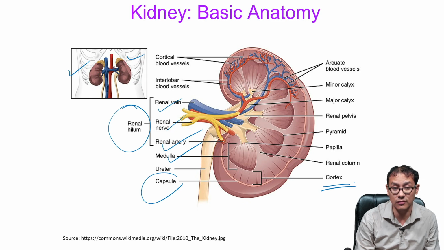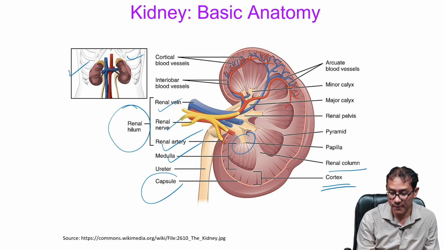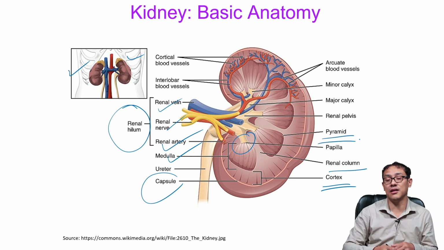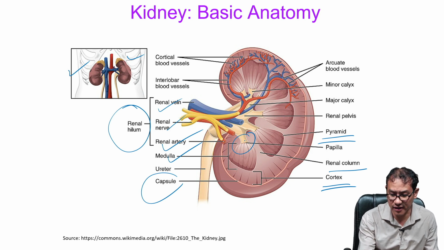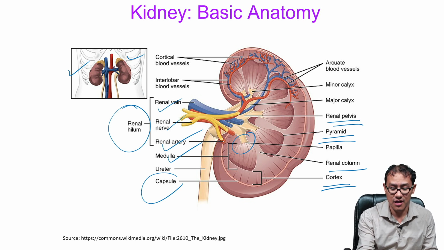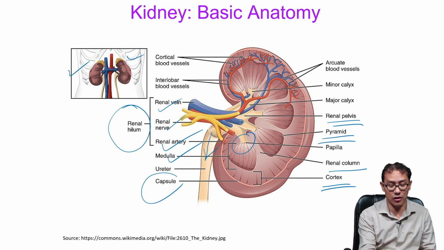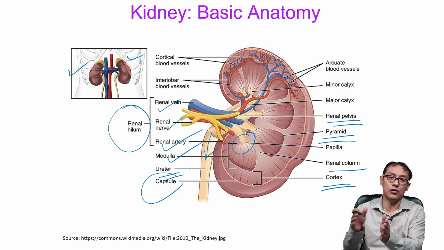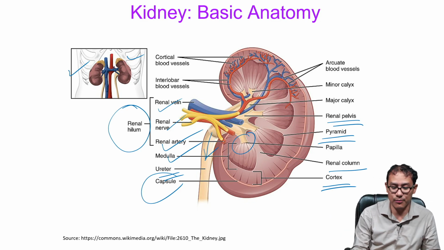The cortex is the outer part, and there are different renal columns and papillae. This is also known as the renal pyramid, because it is in the shape of a pyramid, and these are the renal papillae, and they drain into what is known as the renal pelvis, and from the renal pelvis it drains into the ureter, and from the ureter it goes to the bladder, and from the bladder to the urethra. So these are important points.